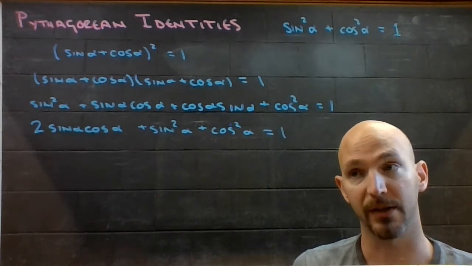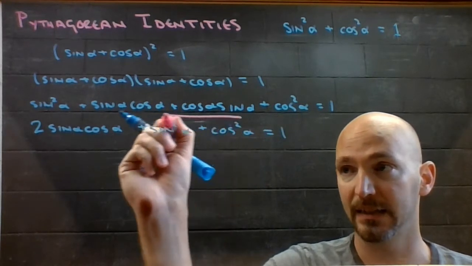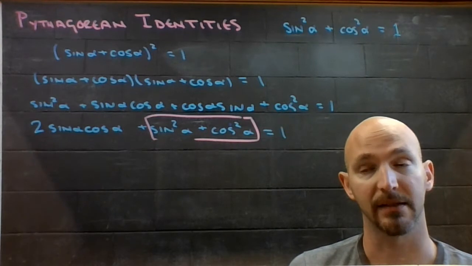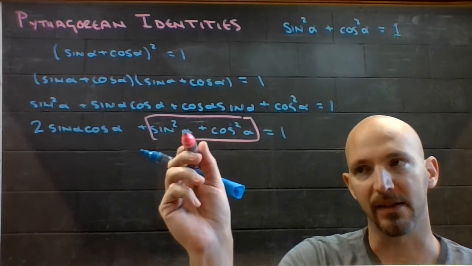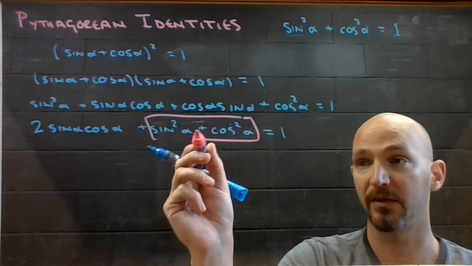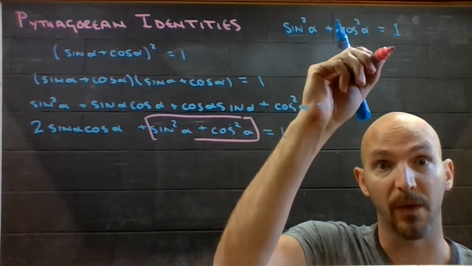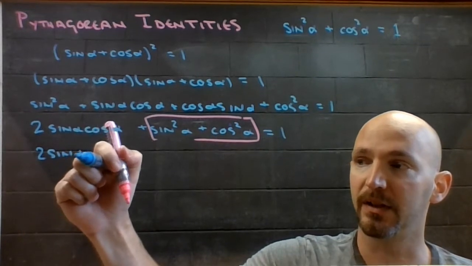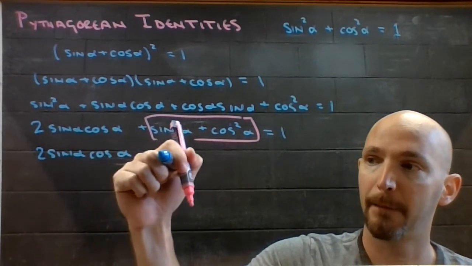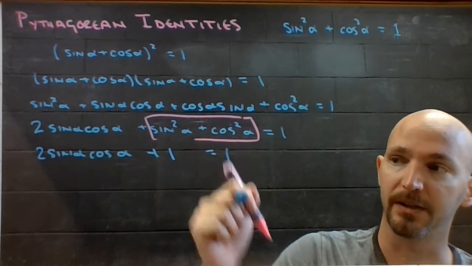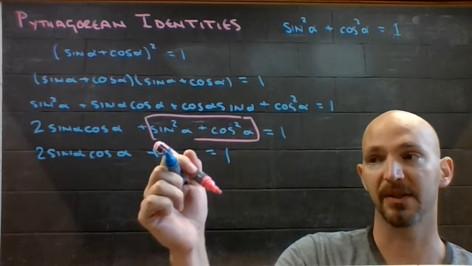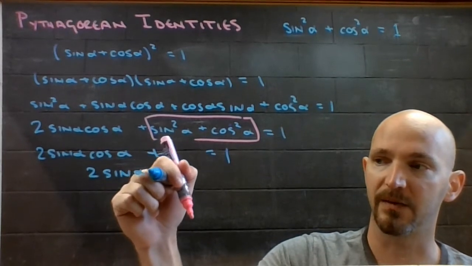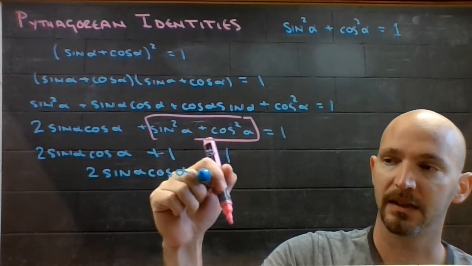But I will draw your attention to the fact that this thing is one of your Pythagorean identities. So I can replace all this garbage, sine squared alpha plus cos squared alpha, with a 1. So I'm going to do that. 2 sine alpha cos alpha plus 1 equals 1. Okay, well I'm just going to subtract 1 from each side, so I get 2 sine alpha cos alpha equals 0.